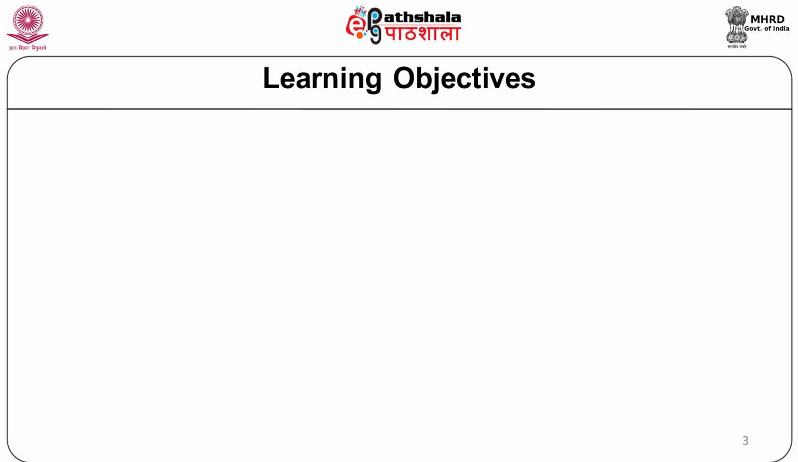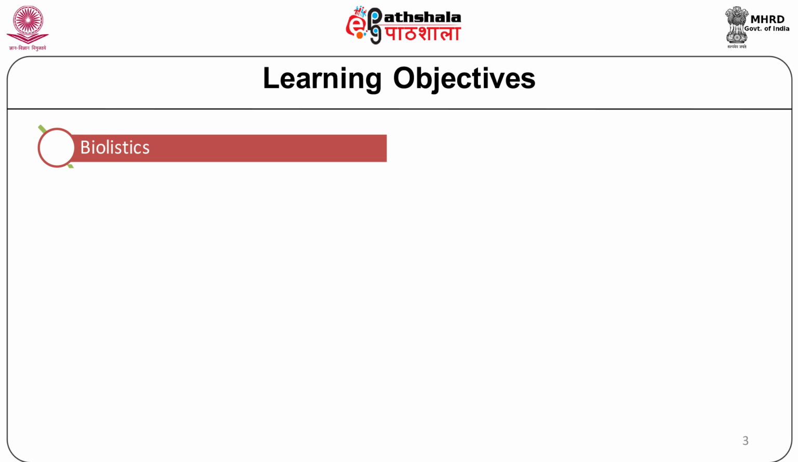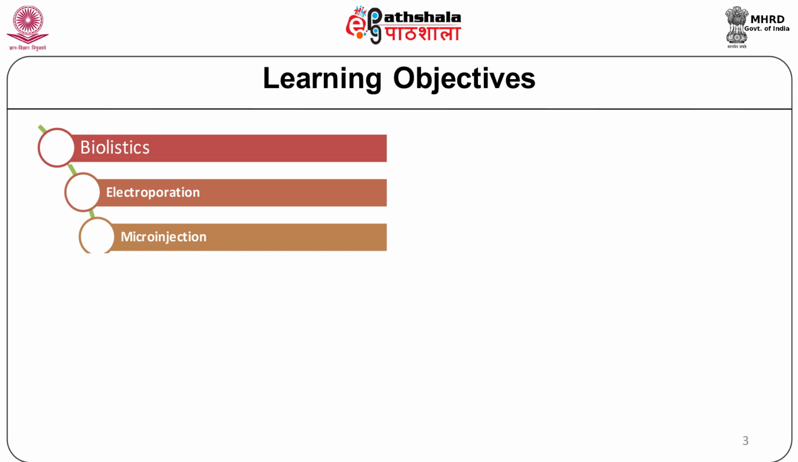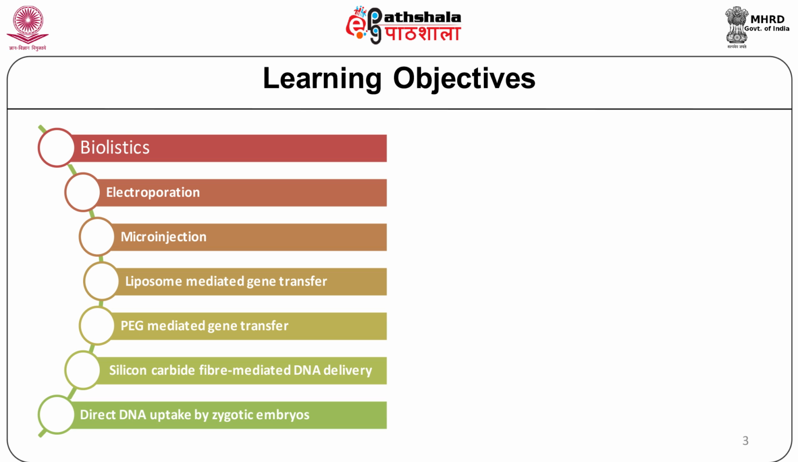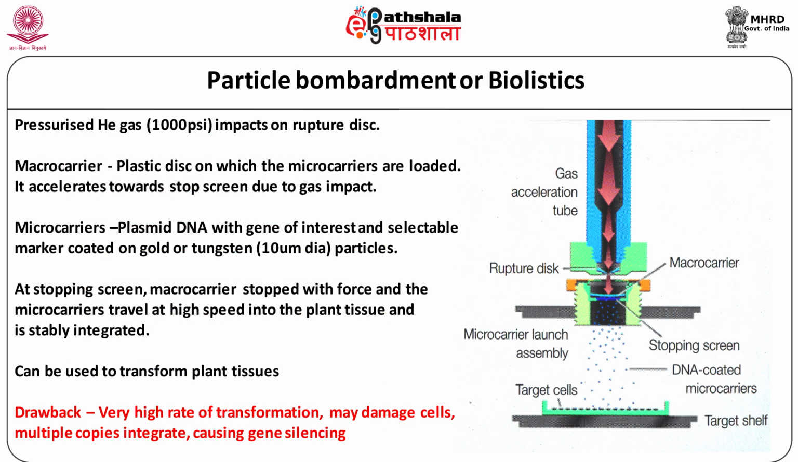Let us now look at the outline of the lecture. We will study some of the strategies used for direct gene transfer in plants. These include biolistic transfer, electroporation, microinjection, liposome, PEG or silicon carbide fibers mediated transfer, and the direct DNA uptake during imbibition. Direct gene transfer involves the transformation of plants without involvement of Agrobacterium tumefaciens. There are different strategies used for direct gene transfer.